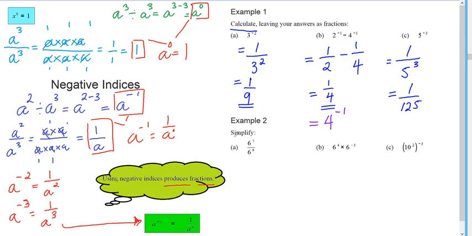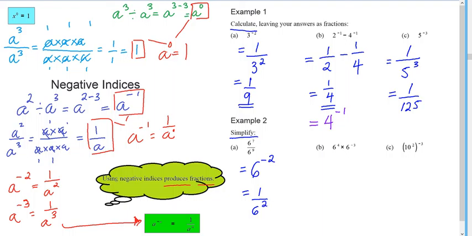So this question is asking me to simplify. Let's make sure to read the instructions. And it says 6 to the 7th power divided by 6 to the 9th power. Now, using our laws of indices, I know for sure that I subtract my indices, which gives me 6 to the negative 2. But I can rewrite 6 to the negative 2 as a fraction, because I just learned about negative indices, and that really is 1 over 6 squared.